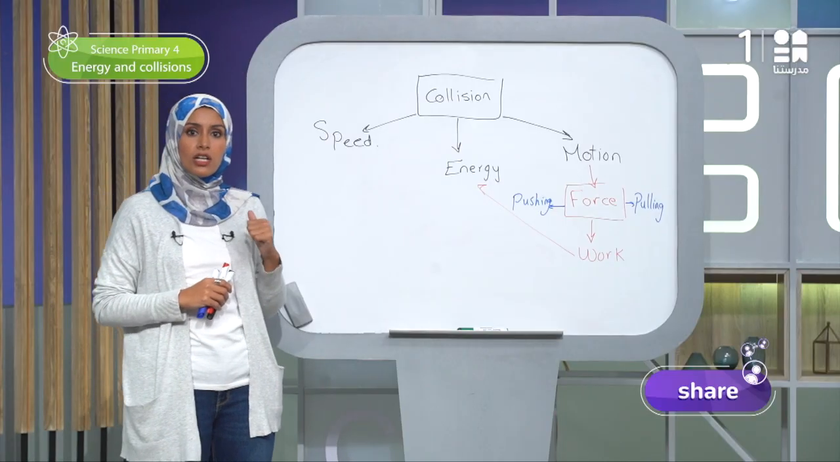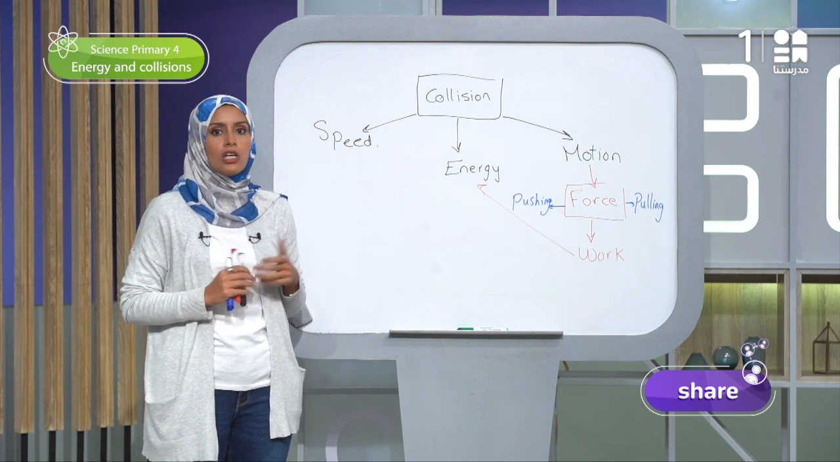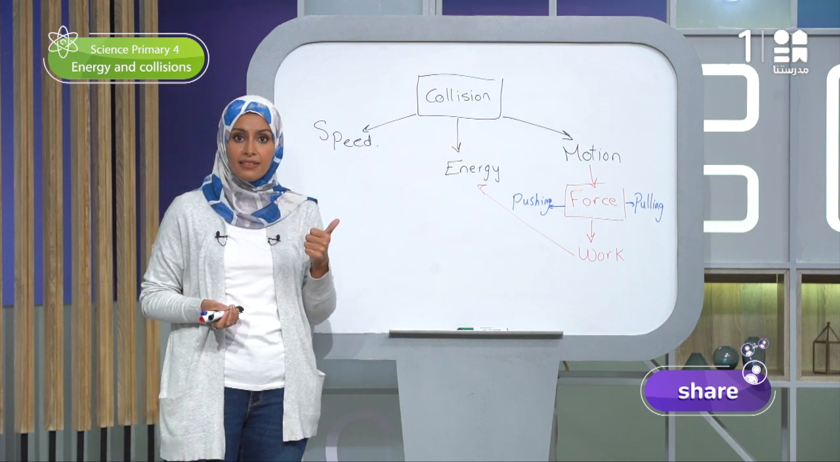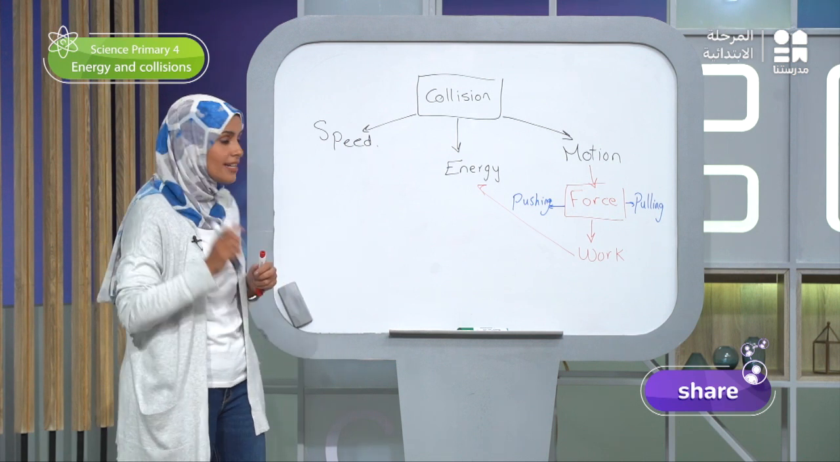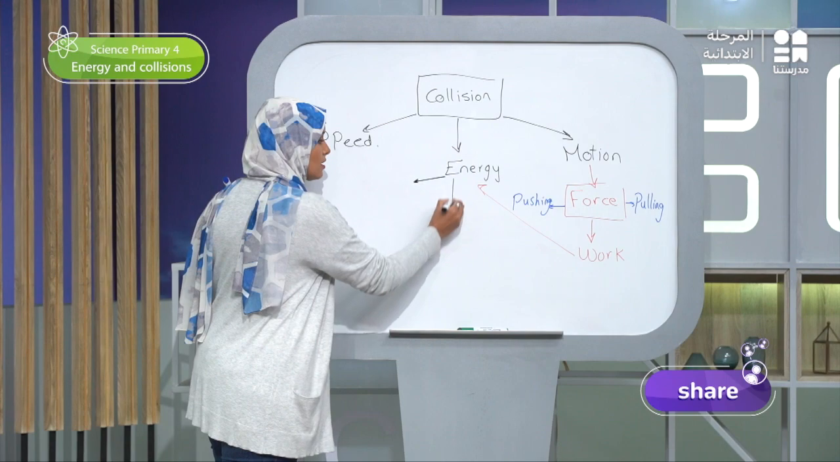And we learned in the concept of energy and motion that there are two basic types of energy. Which are they? Potential energy and kinetic energy. The two main types of energy that we talked about: potential energy and kinetic energy.